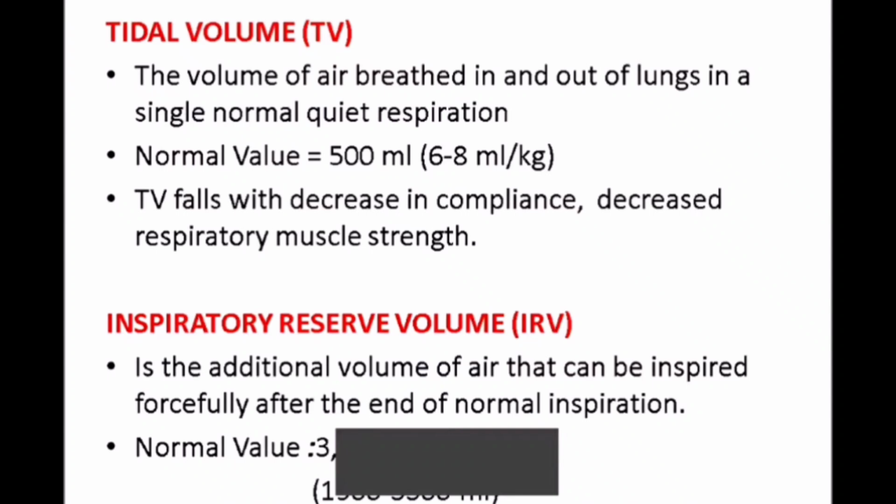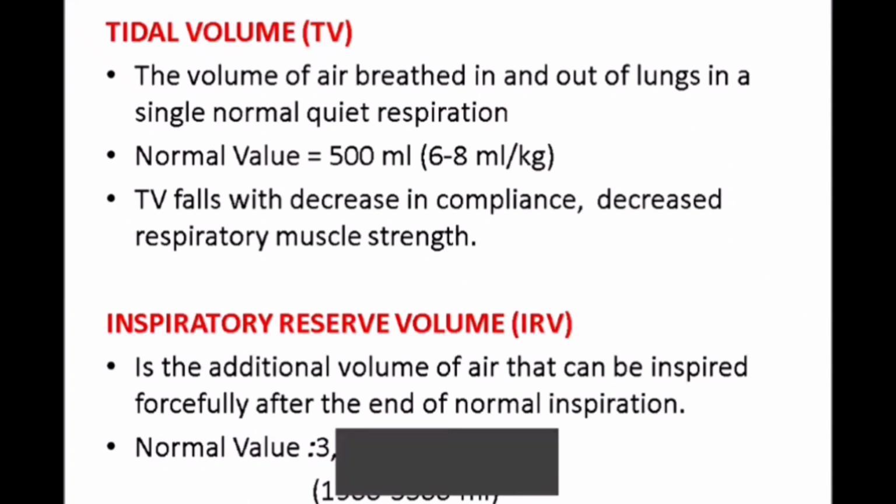Actually, the normal value is based on the kilogram of a person. 6 to 8 ml per kilogram is the tidal volume. Suppose a person is 40 kg, 40 into 6. That is the way you see. So normal value is based on 6 to 8 ml per kg. Tidal volume falls with decrease in compliance, decreased respiratory muscle strength, etc. So tidal volume is nothing but the volume of air breathed in and out of the lungs in a single normal quiet respiration. It's a normal breathing, you say, in a simple word.